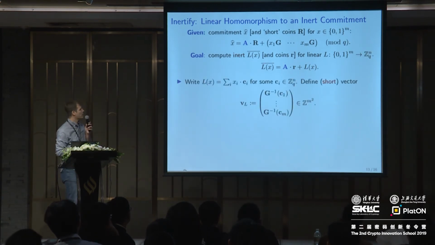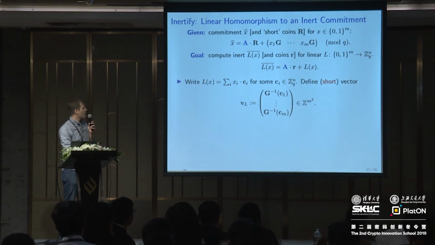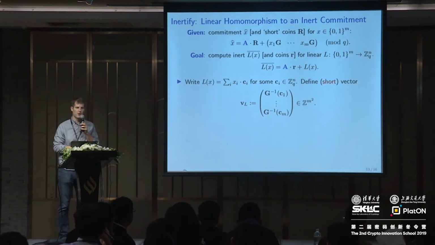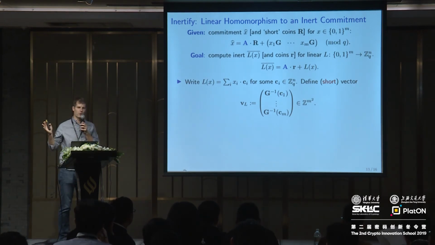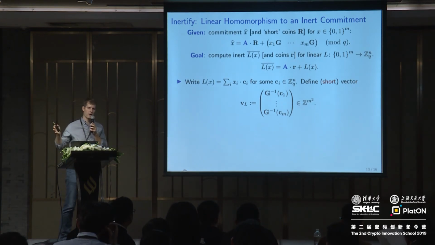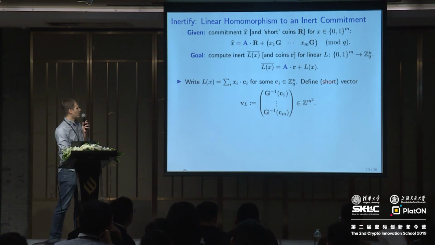What we can do is simply write this linear function, L of x, as the sum of xi times ci for some fixed vectors ci. It's a linear function, so it always has this kind of representation. In particular, you can just evaluate L on all the standard basis vectors, vectors which have a 1 in a single position and 0 everywhere else. That tells you what these ci's are.